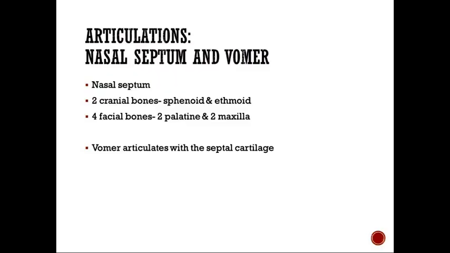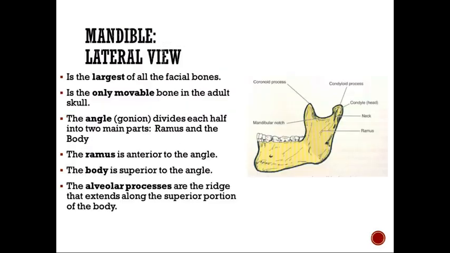Nasal septum, the articulations are with 2 cranial bones, the sphenoid and the ethmoid, and with 4 facial bones, 2 palatine bones and 2 maxilla. The vomer articulates with the septal cartilage.